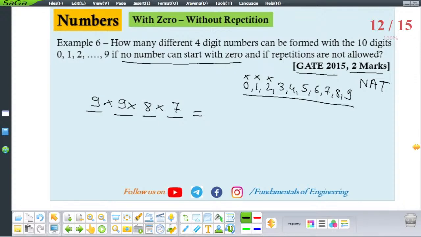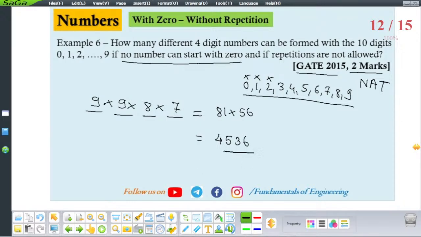So what is the answer for this one? 9 cross 9, 81. 7 into 8, 56. You can do the multiplication and you will get the answer. The answer is nothing but 4536. That is the final answer.